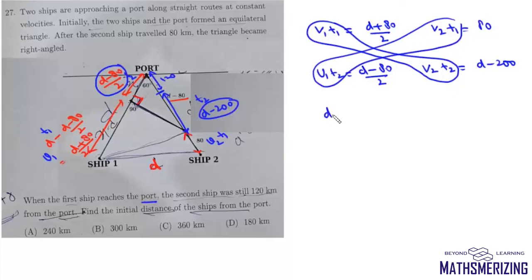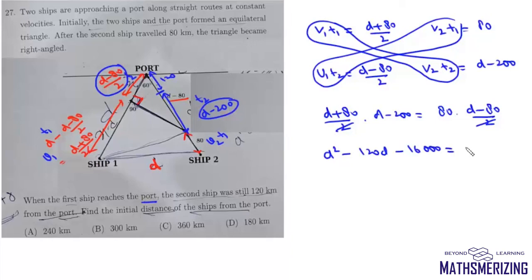And if we equate them, we'll get (D + 80)/2 into (D - 200) and will be equal to 80 into (D - 80)/2. Now this 2 and 2 will cancel. So we'll get this as D square and then this is minus 120D minus 16000 and this is 80D minus 6400. So it will be D square minus 200D minus, and this is 16,000 minus 6400, which is minus 9600.